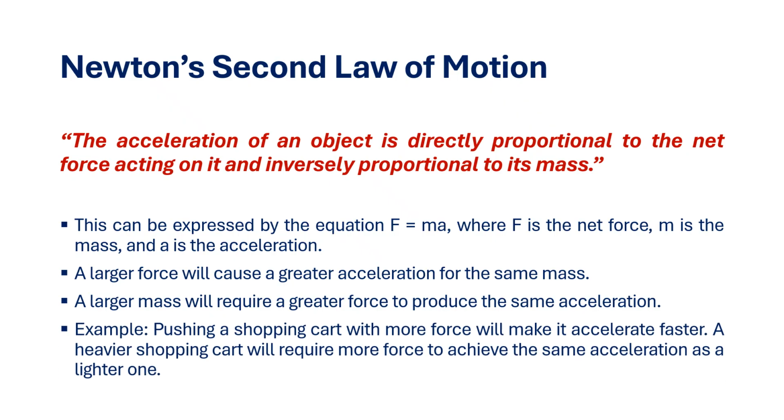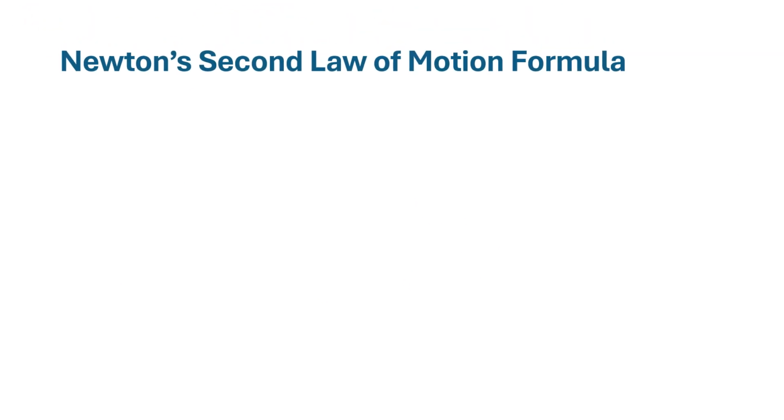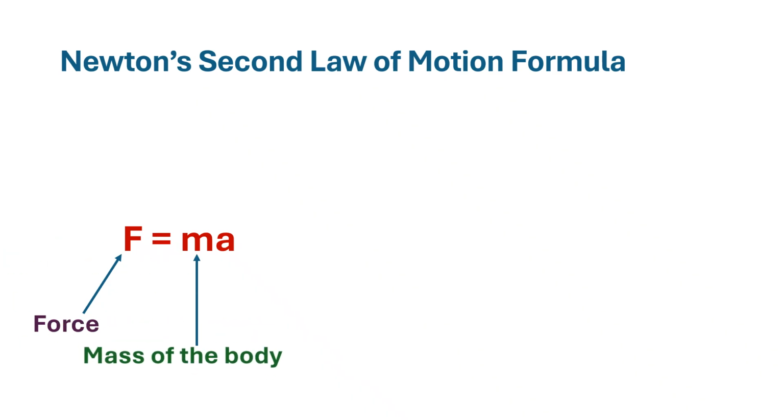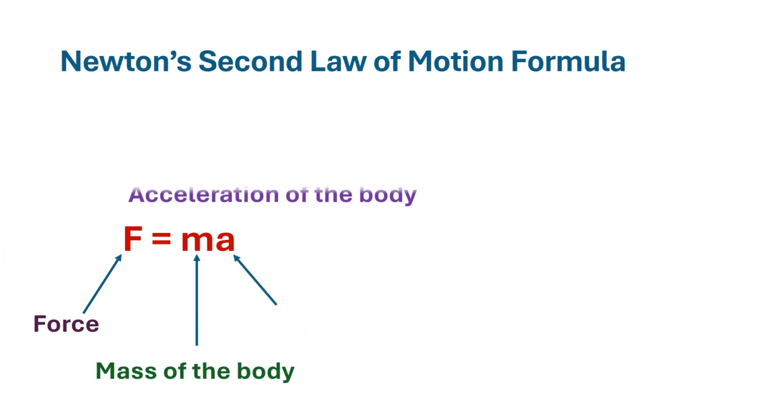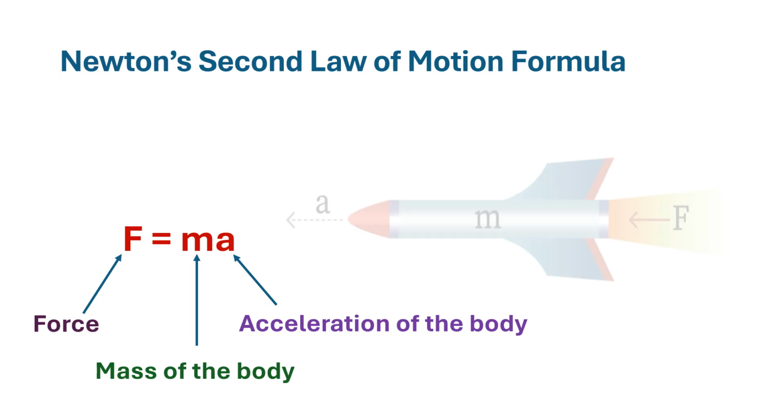For example, pushing a shopping cart with more force will make it accelerate faster. A heavier shopping cart will require more force to achieve the same acceleration as a lighter one. That means the more the mass, the more force required, and the less the mass, the less force required. Now Newton's second law of motion formula: F is the force, m is the mass of the body, and a is the acceleration of the body.